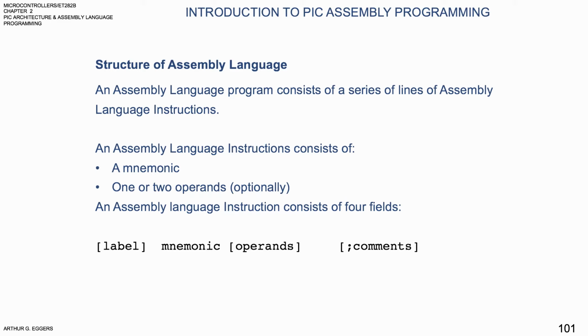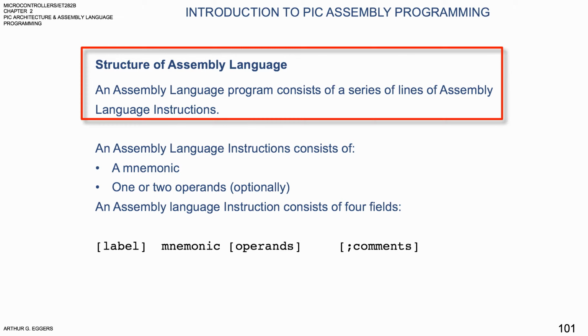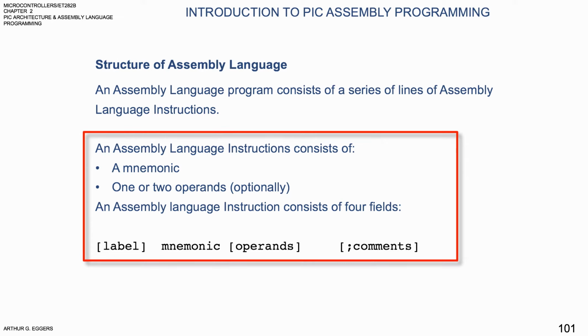Although we've dealt with the structure a little bit here and you've seen some example programs and some instructions, let's take a look at the structure of assembly language. An assembly language program consists of, among other things, a series of lines of assembly language instructions. An assembly language instruction consists of a mnemonic, optionally followed by one or two operands. The operands are the data items being manipulated, and the mnemonics are the commands to the CPU, telling it what to do with those items.